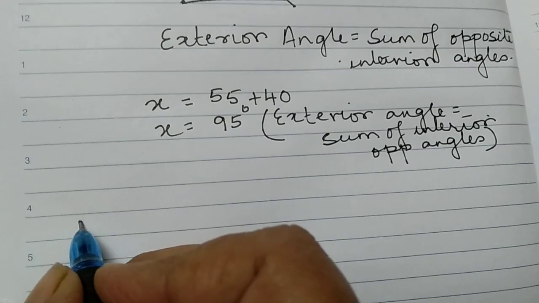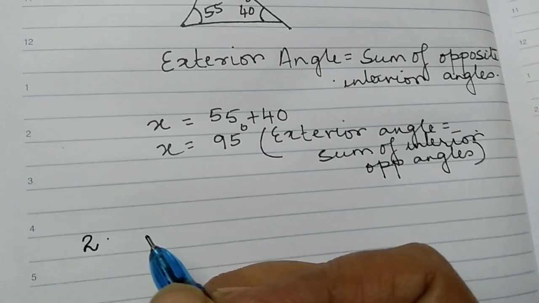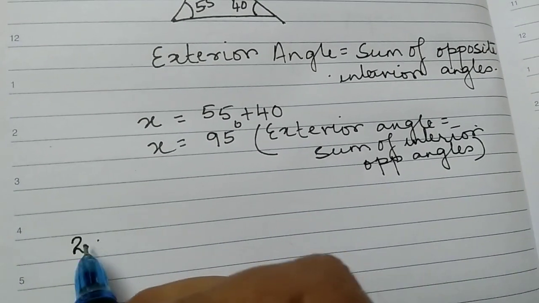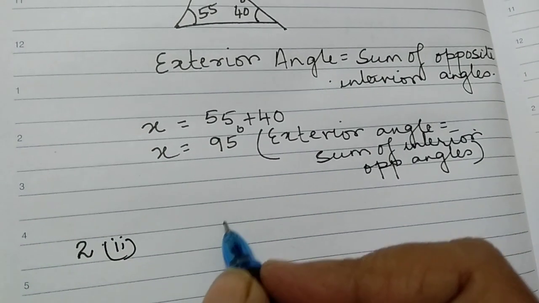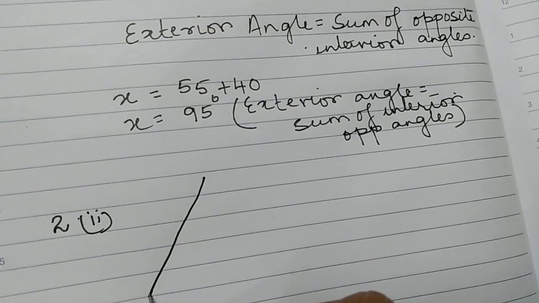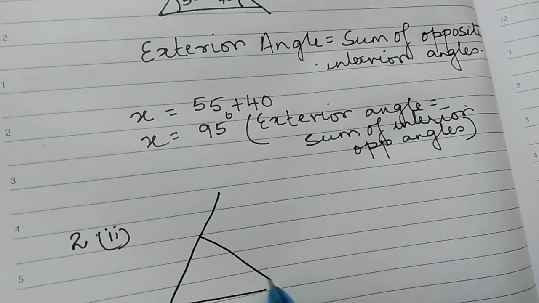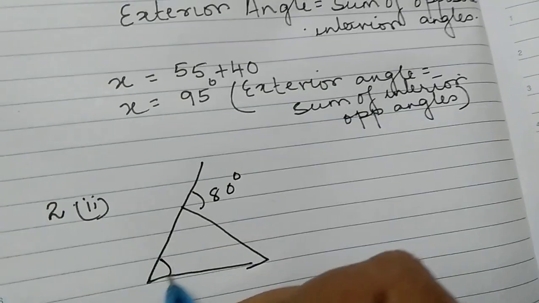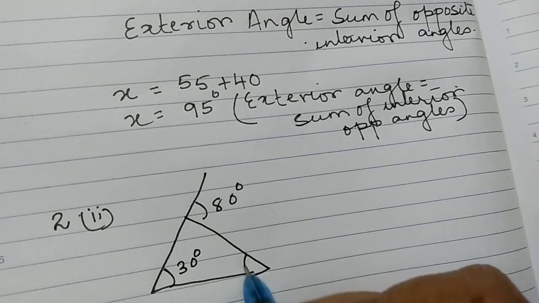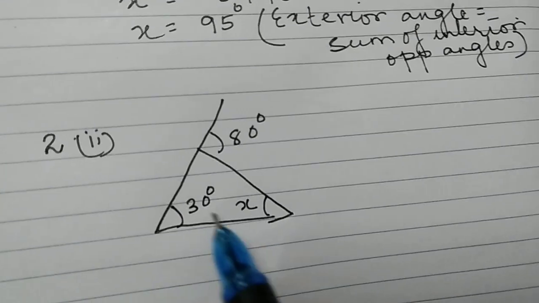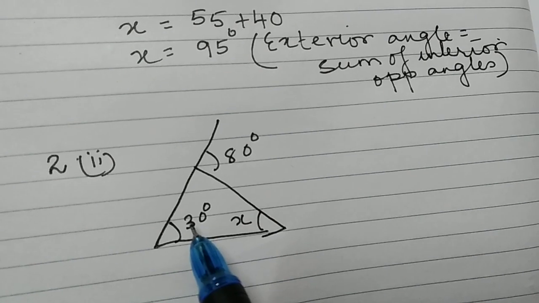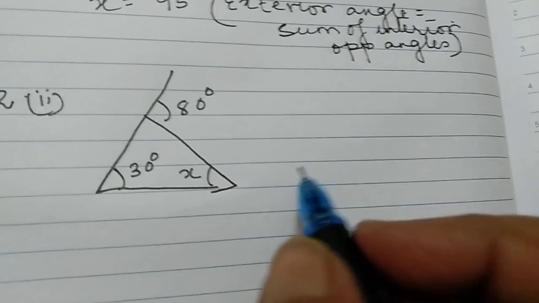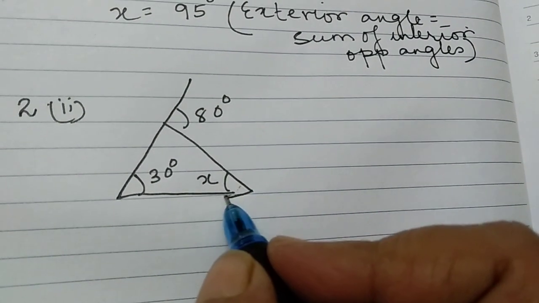Now question number 2. Find the value of the unknown interior angle in each of the following diagrams. Okay, so if I do the second figure for you again. This angle is marked as 80 degree. This angle is marked as 30 degree. And this angle is marked as X degree. So which are the interior angles, girls? X and 30 degree. And which is the exterior angle? 80 degree. This is the first thing which you have to understand, that which angles are interior angle and which angle is the exterior angle.